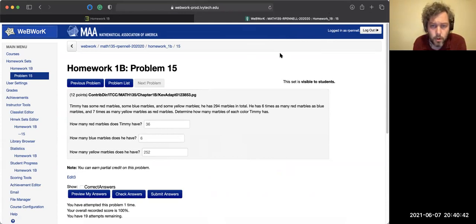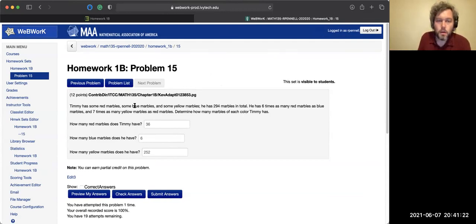So Timmy has some red marbles, some blue marbles, some yellow marbles, and he has a total of 294 marbles. He has 6 times as many red as blue, 7 times as many yellow as red. Determine how many marbles of each he has. Now, I would claim that this is very similar to the past 2 problems we've done, because it's a partition problem. There's no marbles which are both red and blue. They're either red, blue, or yellow. So this is a partition problem.